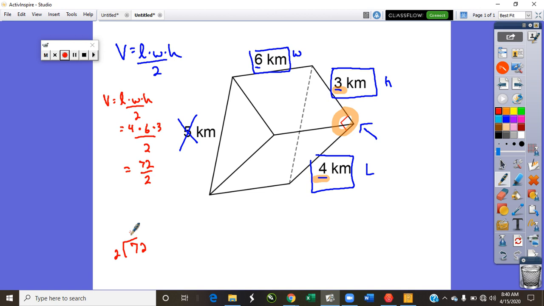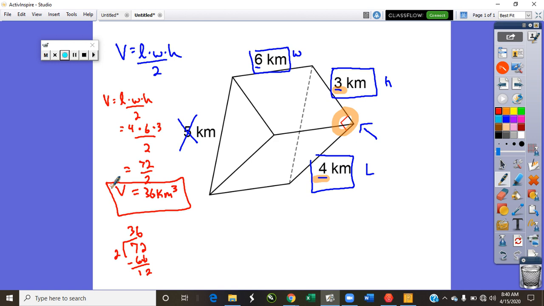2 goes into 7 3 times. 1, and then I have a 12 left over. 2 goes into 12 6 times. So the volume of this particular triangular prism would be 36 kilometers cubed. That's my final answer.